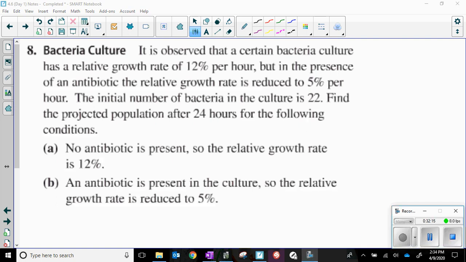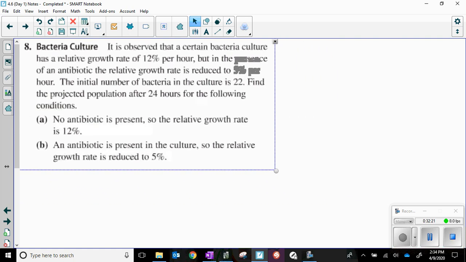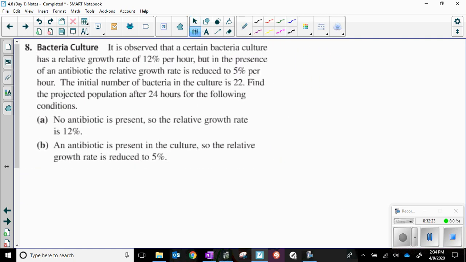So let's do number 8 from the book. Very similar to one of the ones you're going to have to do for your homework. Okay. So in this problem, we're given a relative growth rate. But in the presence of an antibiotic, we're given the new growth rate. The initial amount of bacteria is 22. They want us to project the population after 24 hours.